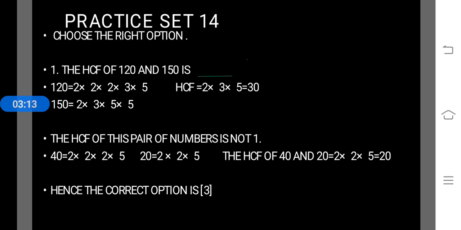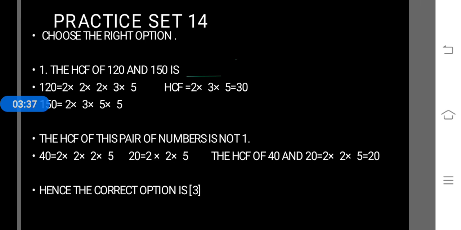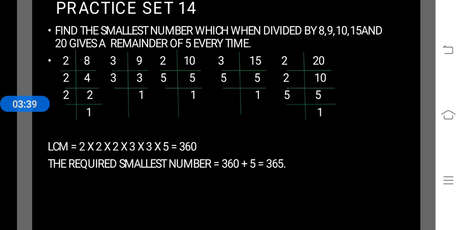The second question, the HCF of this pair of numbers is not 1. The answer is 20. Because the rest of the pairs do not have common factors. Hence the HCF is 1. But 40 and 20 have common factors 2, 2 and 5. Hence the HCF is 2 into 2 into 5, that is 20. Questions number 2 and 3, solve from your end. Let's solve the fourth sum.